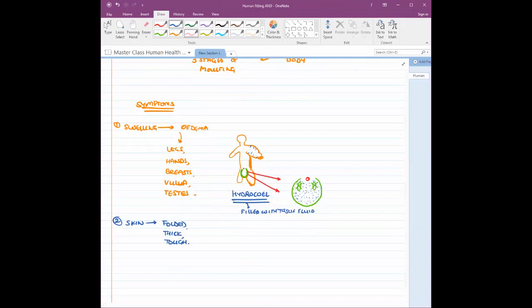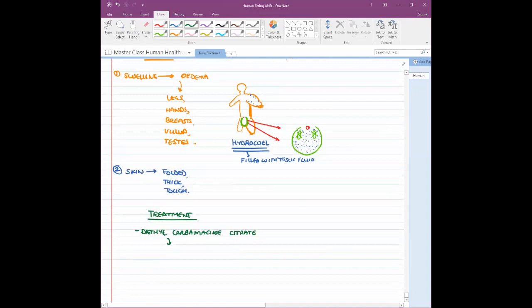And finally, guys, what is the treatment that is given for this? There is only one thing over here. We have diethyl carbamazine citrate. Generally, when you are initially infected, when you know that you have turned out to be positive, this is given twice a day for 3 weeks.